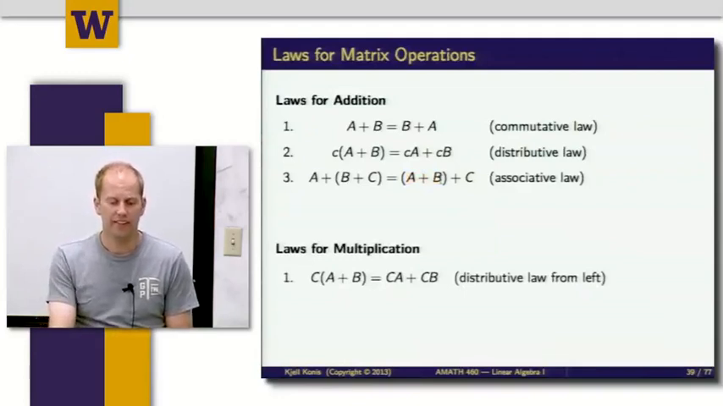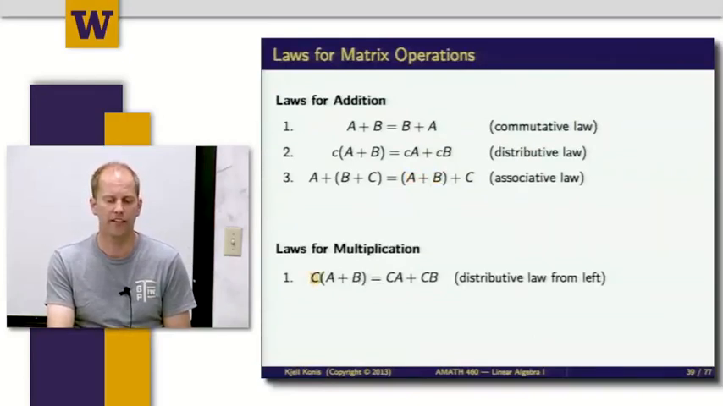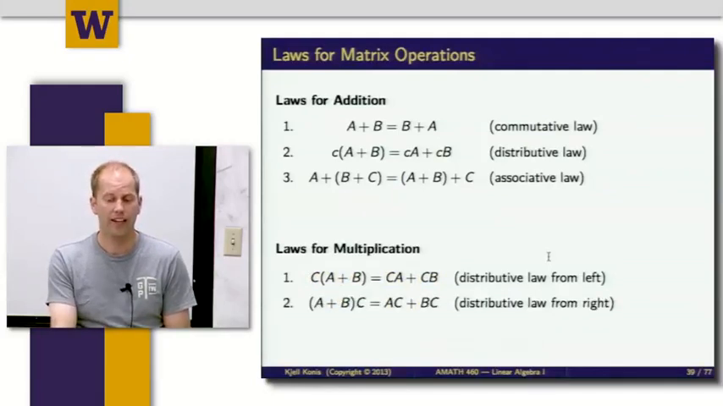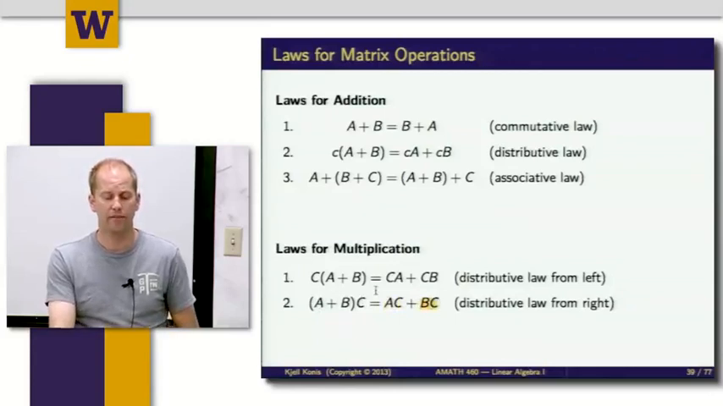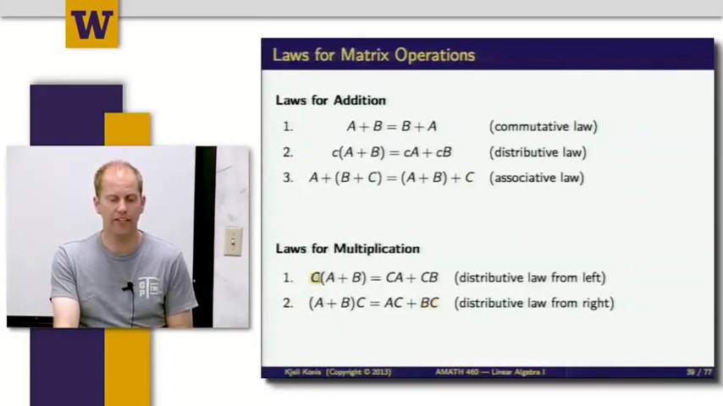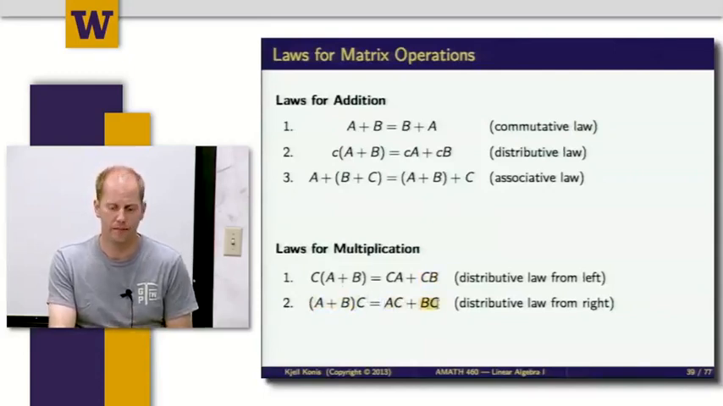For multiplication, it's a little bit trickier. So I get a left distributive law. If I have C times (A plus B), that's equal to C times A plus C times B. I get a right distributive law. So (A plus B) times C is equal to AC plus BC. And the important thing to keep track of here is if C comes first, it has to always come first when I'm doing this distributive operation. If A and B come first, then A and B have to come first when I'm doing this distributive operation.